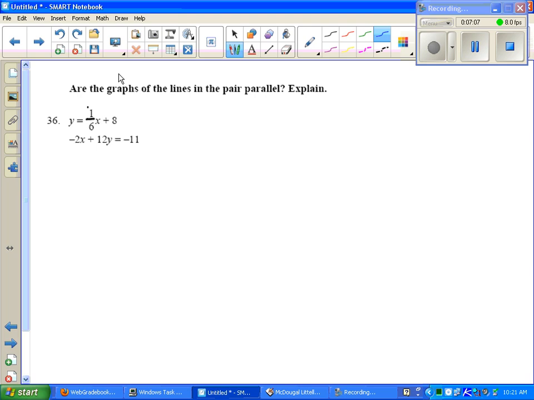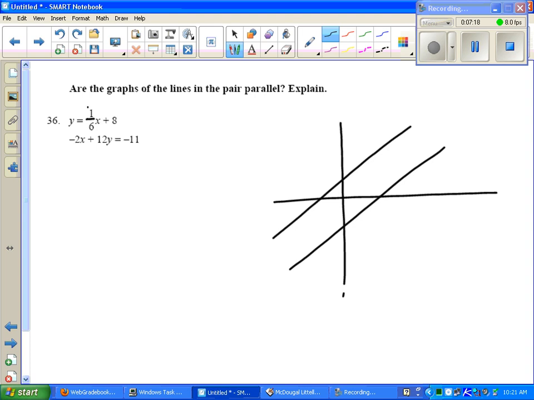Number 36 says, are these graphs parallel, and explain why or why not? Okay, first off, everybody understands that parallel lines never cross each other. They look something like this. They never cross each other. They have the same slope, so they have the same m value. This says mx plus b. So the first one's slope is 1 over 6. We have to see if the second one's slope is 1 over 6. If it is, they'll be parallel.